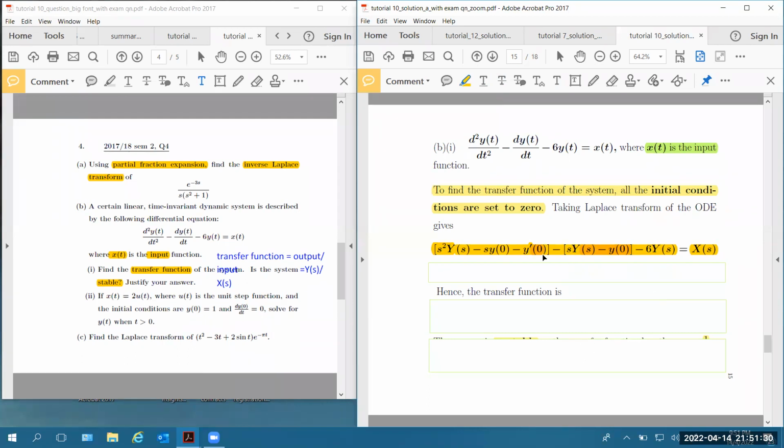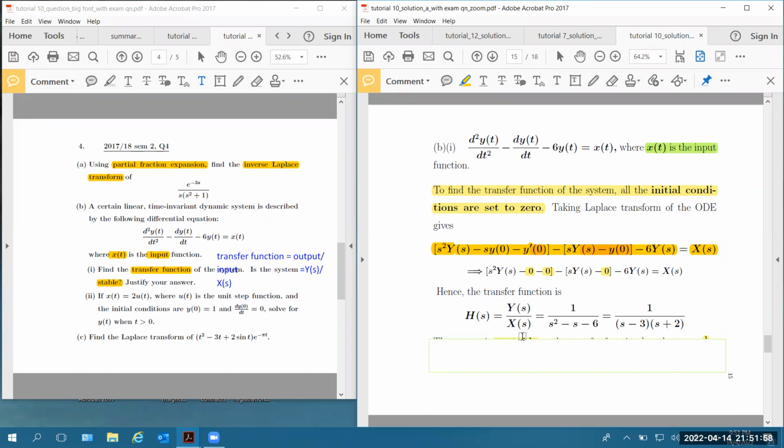Over here, of course, you can see those initial conditions, your y(0), your y prime (0). We are going to set them to 0 because we are finding the transfer function. You just set them to 0, then you get this. I think you can get Y on one side already. Then you just go and get Y over X, just manipulate.